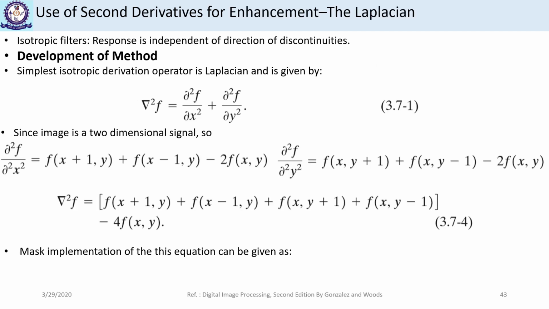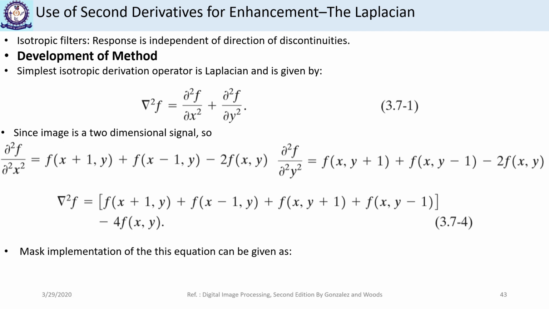Moving forward, how can we utilize the second order derivative in sharpening of images or in image enhancement? For image enhancement, what do we require? We require isotropic filters. What do I mean by isotropic filters? Isotropic filters are those filters which do not depend on the direction of discontinuities. What do I mean by this statement? I mean that if I rotate the image in any direction with any angle, then too the output of the filter should be the same.